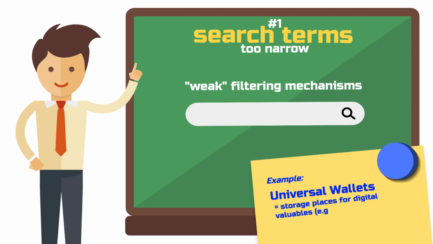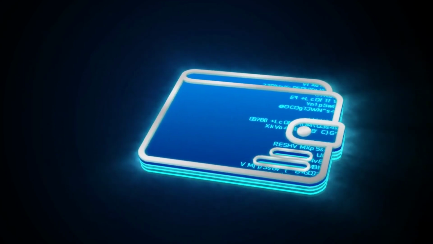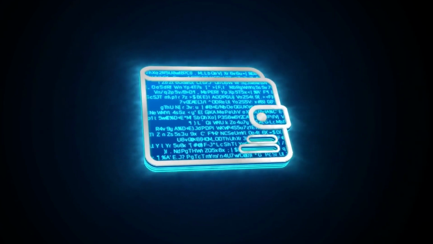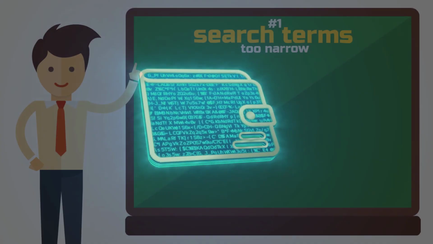Maybe you have your own digital wallet to store cryptocurrencies or NFTs. In a universal wallet, however, you can store not only NFTs and coins, but also other things like digital identity documents or other proofs of your identity.